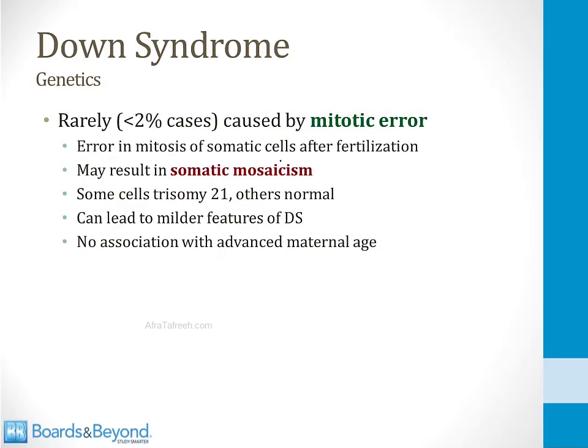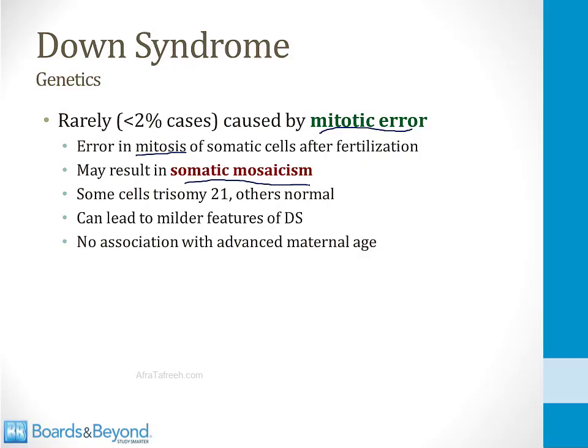Another rare cause of Down syndrome is a mitotic error. So this is an error in mitosis, not meiosis. In this situation, the egg is fertilized normally with 2 copies of chromosome 21. However, in early development, during mitosis, a cell develops which has 3 copies of chromosome 21, and it will continue to replicate, making more cells with 3 copies of chromosome 21. This will result in somatic mosaicism.